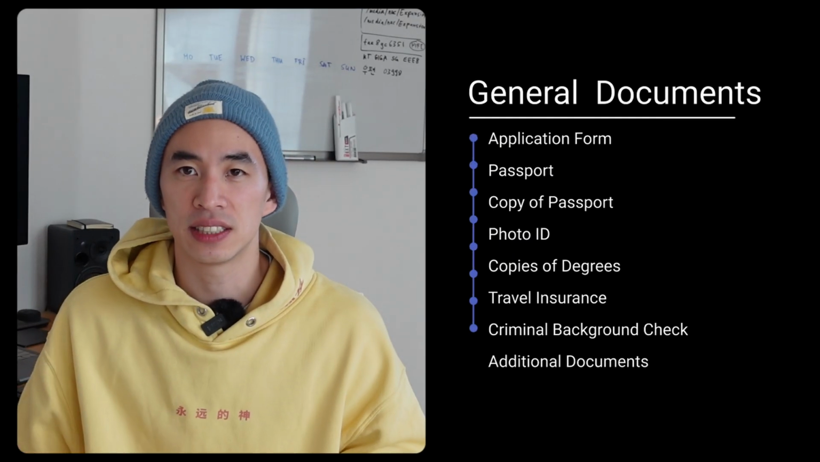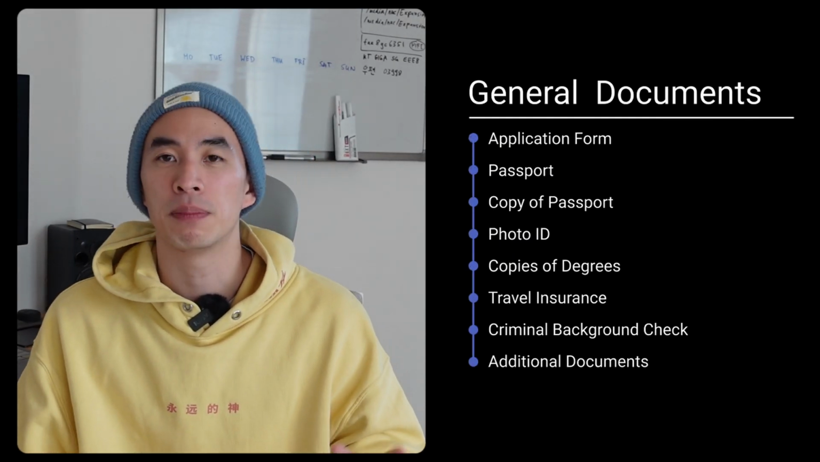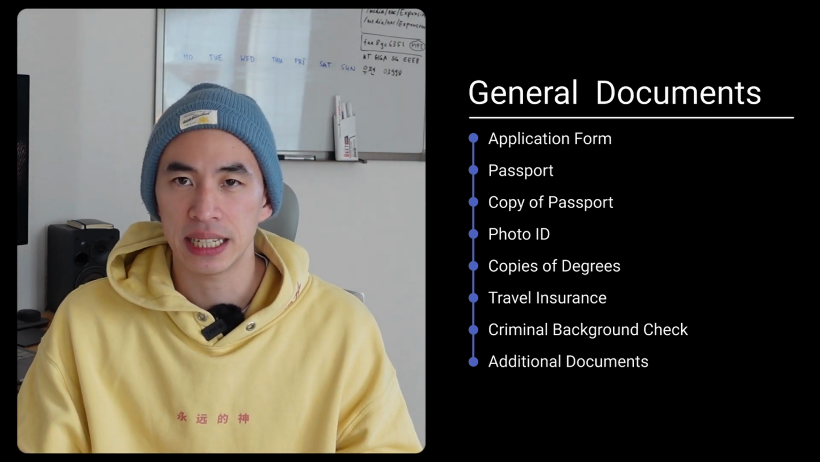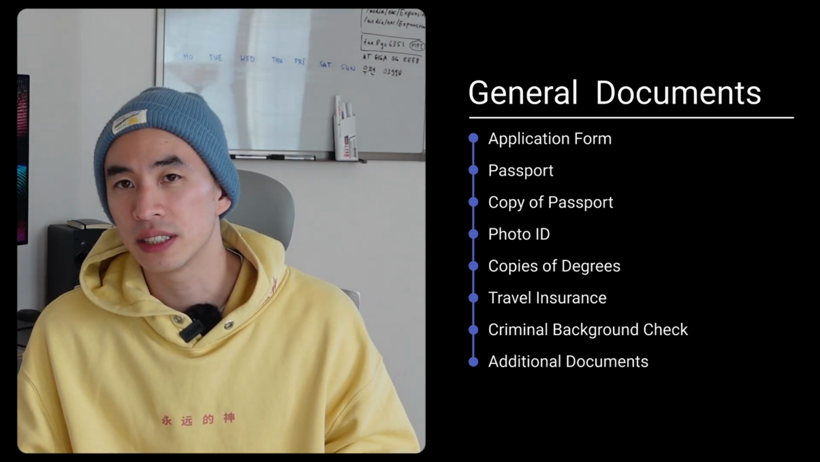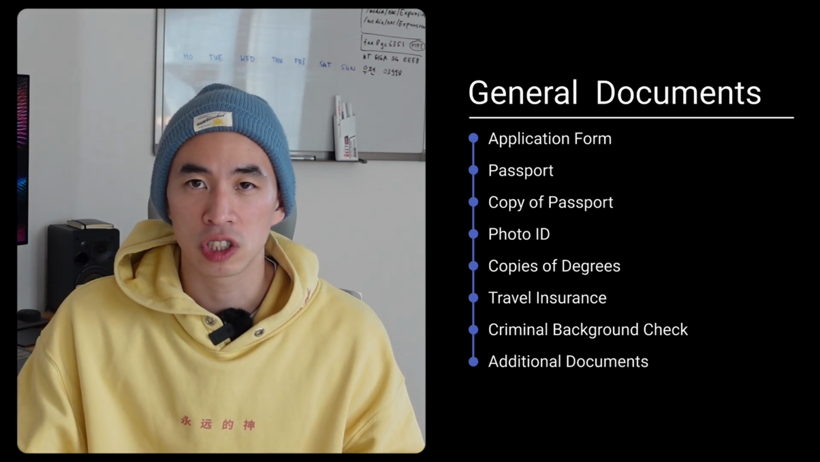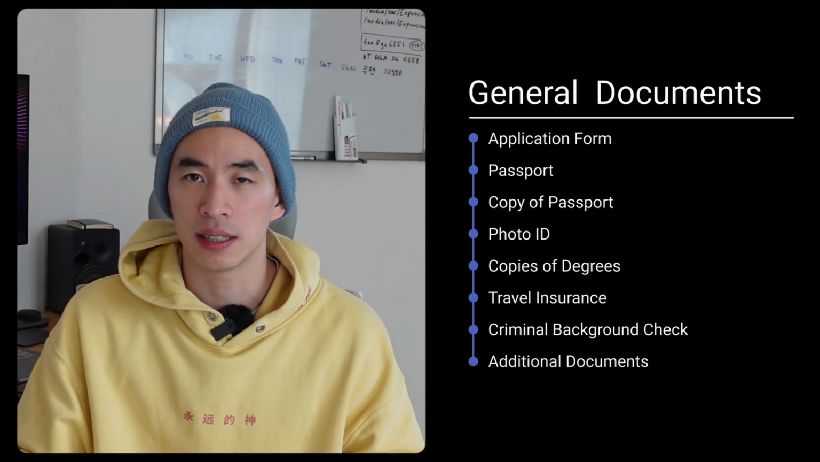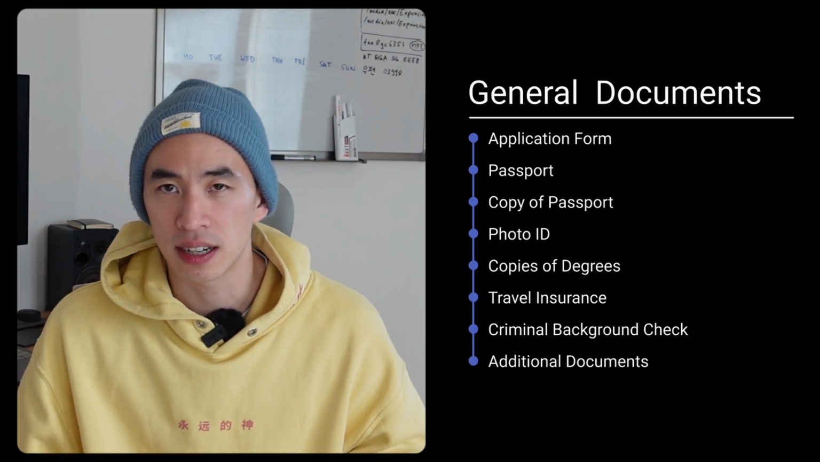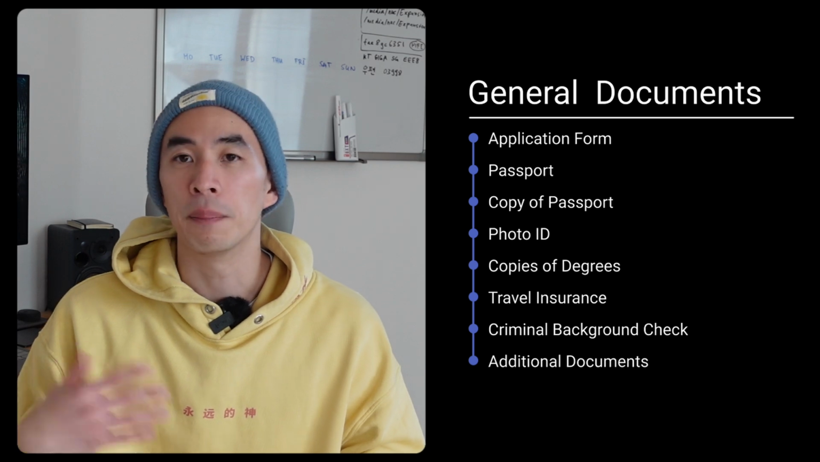So here is the list of what you usually need: the application form, the passport, a copy of your passport, a photo ID, copies of your degrees, a travel insurance, a criminal background check, and additional documents required for your visa. For example, an invitation letter or employment contract.